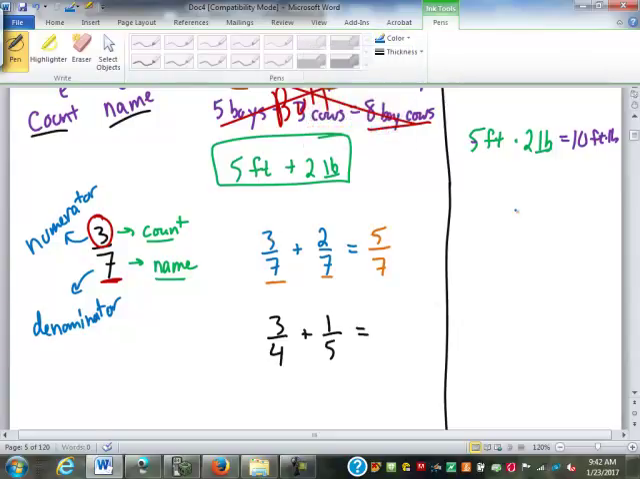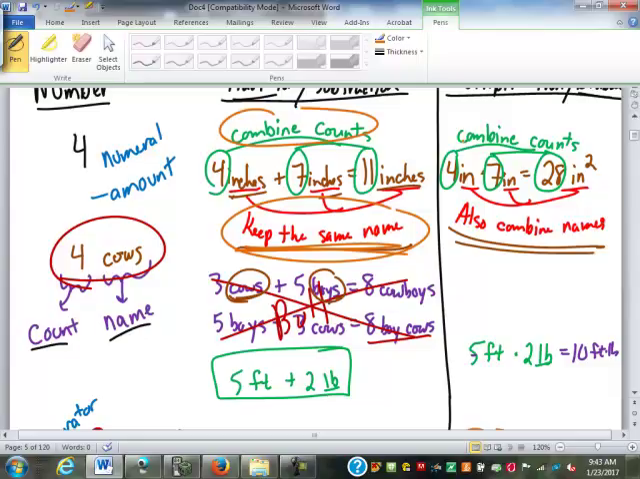On the other side over here for multiplying, 3 sevenths times 2 sevenths. Do we need the same name to multiply? No. Here we happen to have a common denominator, but we don't need it. When we multiply, all we're going to do is multiply straight across. Numerator times numerator, 3 times 2 is 6. Denominator times denominator, 7 times 7 is 49. Again, that's nothing unique to fractions. When we multiply any number, we combine the counts and then also combine the names.